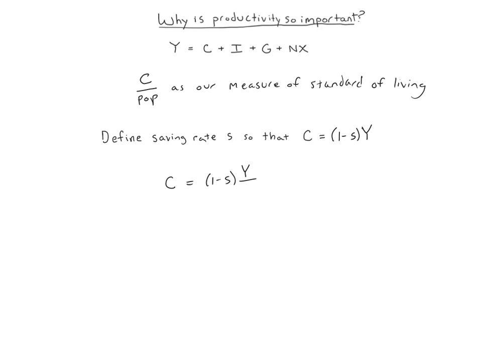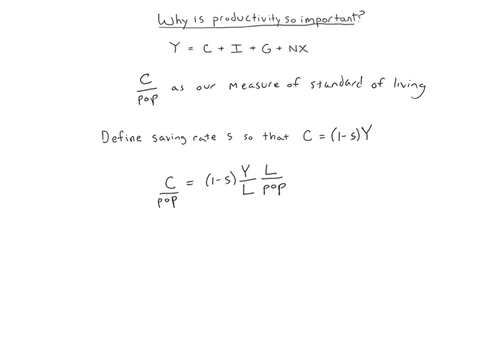times Y. Then we want to divide both sides by population, because that's our measure of standard of living, C per capita. So we'll divide by population on the right. And then the last thing I want to do is multiply the numerator and the denominator by the number of workers, the amount of labor, L. So I'll put an L here and an L here. What you notice is the L here and the L here cancel. So that didn't really change anything. I just multiplied by L over L, which is 1, and the two L's will cancel.